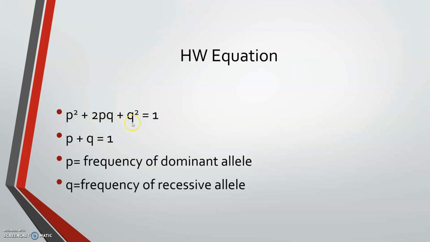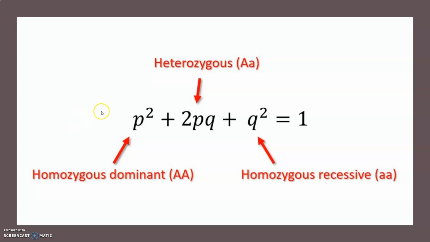Now we're looking at this equation up here. p squared is p times p, right? And that's going to be just like the homozygous dominant, two capital A's, like they're being multiplied together. So this p squared will be the frequency in the population of those that are homozygous dominant.